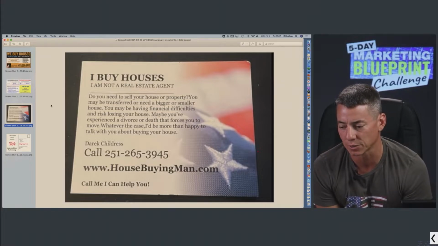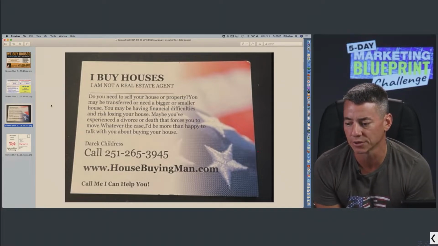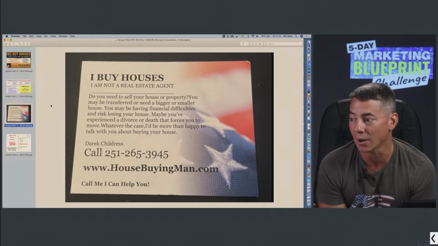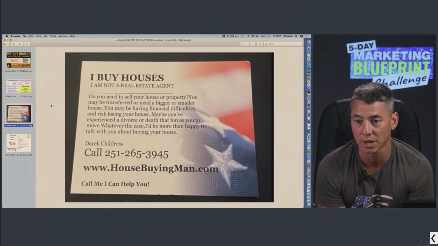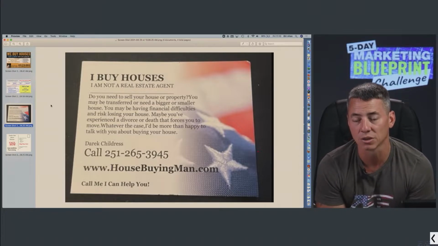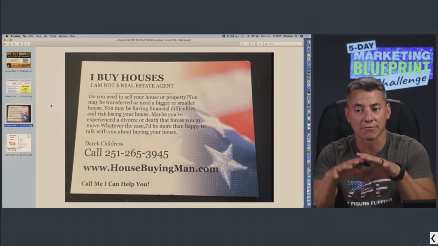Do you need to sell your house or property? You may be transferred or need a bigger or smaller house. You may be having financial difficulties and risk losing your home. I would definitely put bullet points for those pain points. I would just bullet them out instead of a paragraph, so you don't have all of this to read.